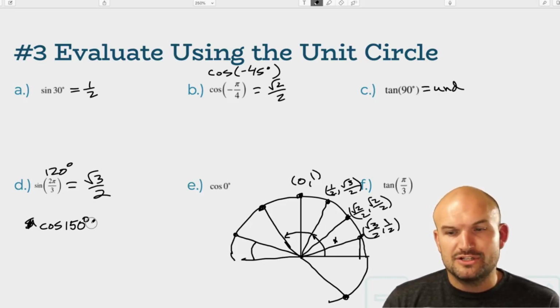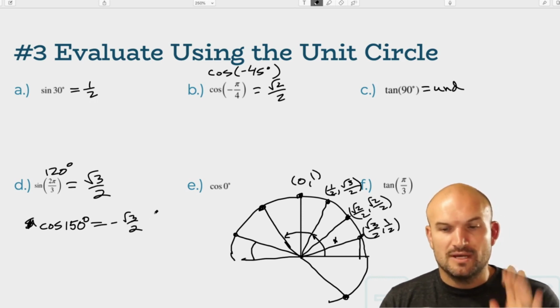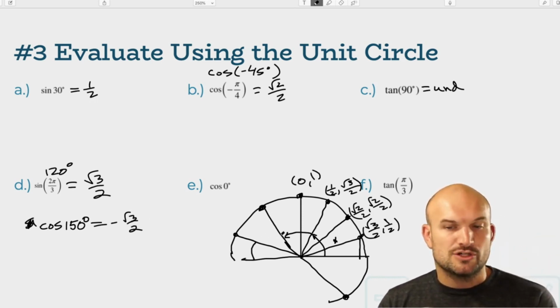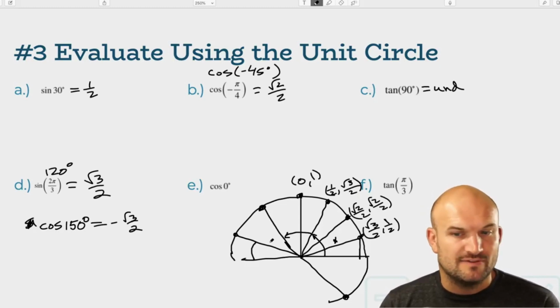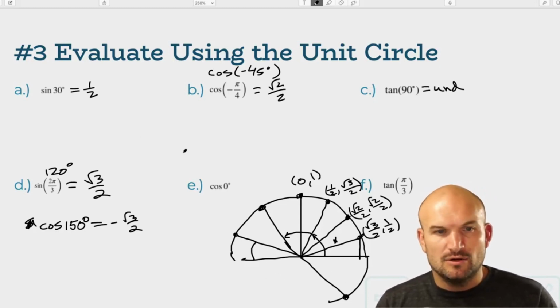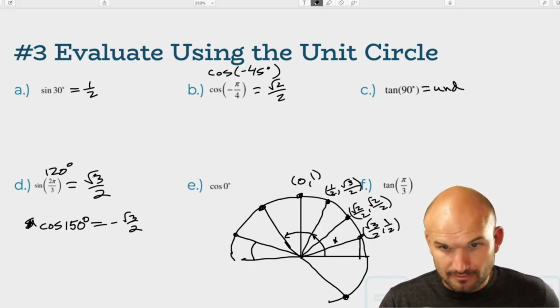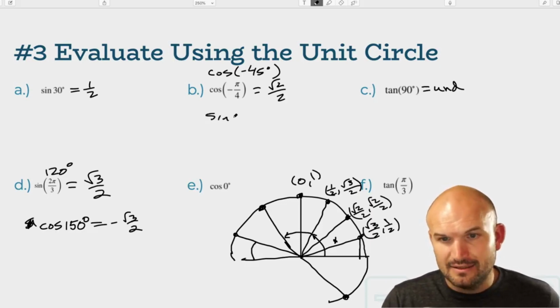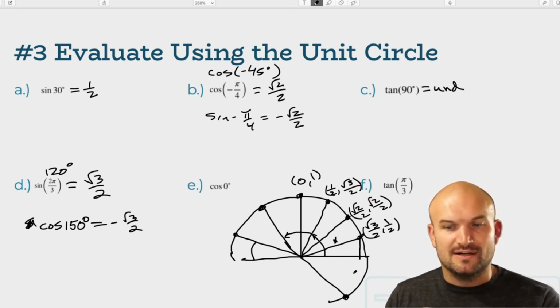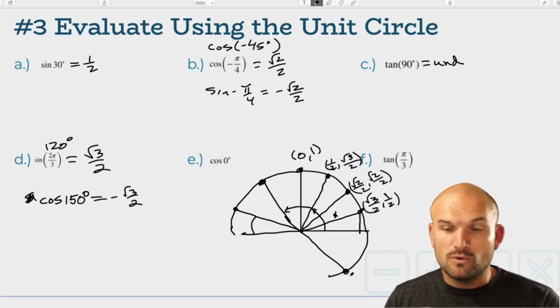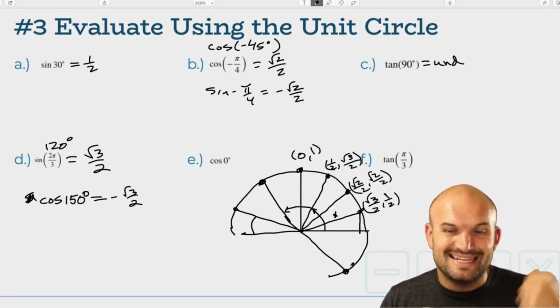The important thing I wanted you to see here is this is going to be a negative square root of 3 over 2, right? Because when you go to the second quadrant, you can see that the x coordinates are all negative. Anything down below here, for instance, if I did the sine of negative pi over 4, that would be a negative square root of 2 over 2, right? Because look at this point down here. That's in the fourth quadrant, I'm sorry. So the sine, the y coordinate, is negative.